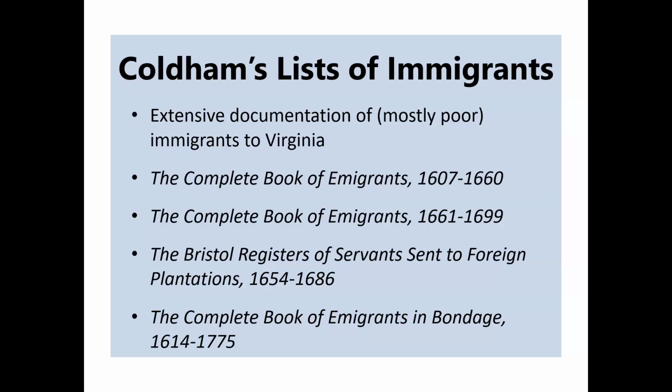And then pretty much anything by Coldham. He has done so many lists of immigrants. He has extensive documentation of mostly the poor immigrants to Virginia. So there's the Complete Book of Immigrants, 1607 to 1660 on up, and he's done them in various sections. These are just a handful of the books he has published. Most of his books were published by Genealogical Publishing Company.